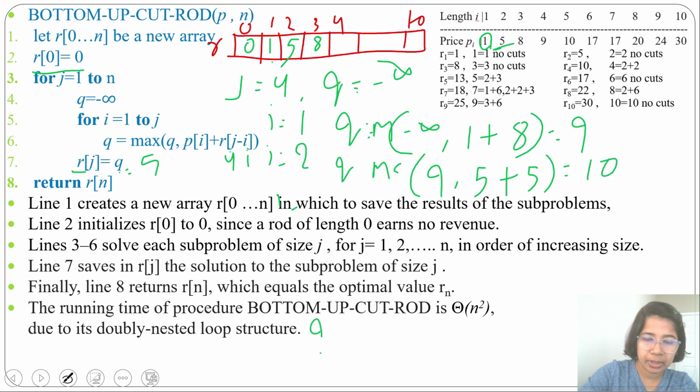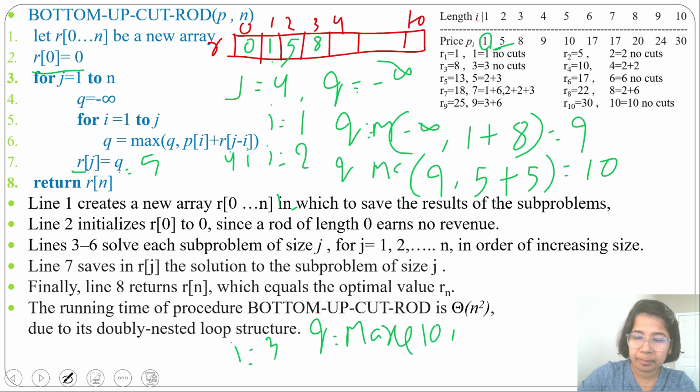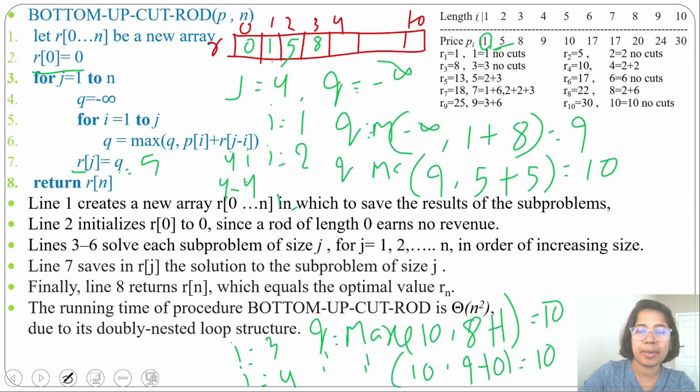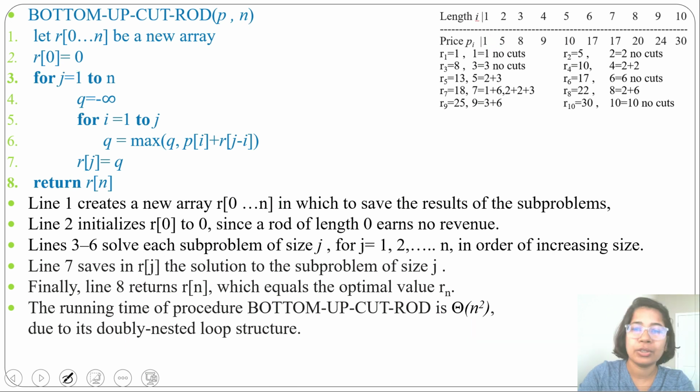Next for i equals 3, q will be max of, what is previous q? It's 10. Then price of 3 is 8. Then revenue of 1. Revenue of 1 is 1. So from 10 and 9, 10 is the maximum. Then for i equals 4, q will be max of, and price of 4. Price of 4 is 9. Revenue of j minus i. j is 4. i is also 4. So 4 minus 4 is 0. Revenue of 0 is 0. So from 10 and 9, 10 is the maximum. So R4 is 10. So like this, we'll find revenue for R0 to R10.